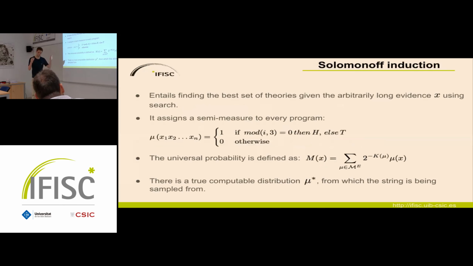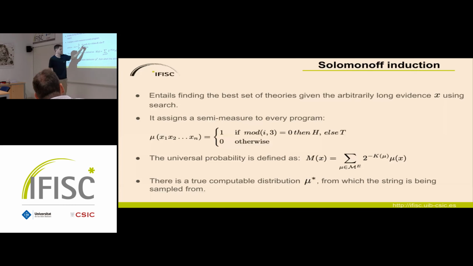Solomonoff induction uses all of what I have talked about, and it essentially entails finding the best set of theories, programs, hypotheses, however you want to call it, for the given set of evidence. So this is a very general method. It assigns a measure, well, a semi-measure, meaning that not all those probabilities add up to 1, because some will enter infinite loops. But well, this is an example.